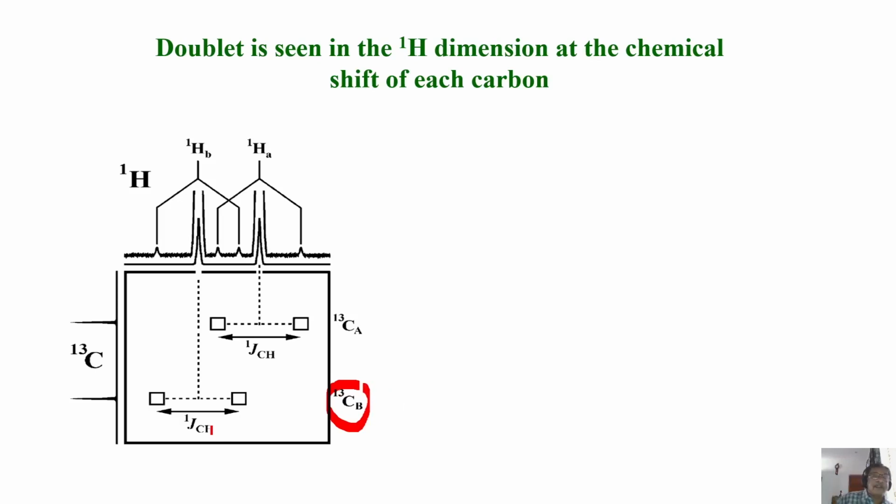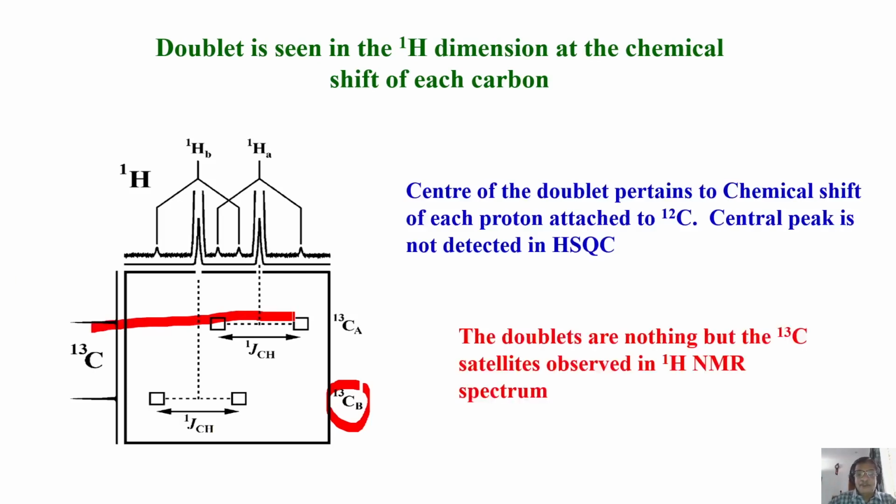This is the coupled carbon-13 spectrum. So in the F1 dimension, you are going to get satellites. Carbon coupling is there in the proton, which appears as satellites in the proton dimension. Whereas in the carbon dimension, you get a single peak, nothing else. Okay, so you get this.